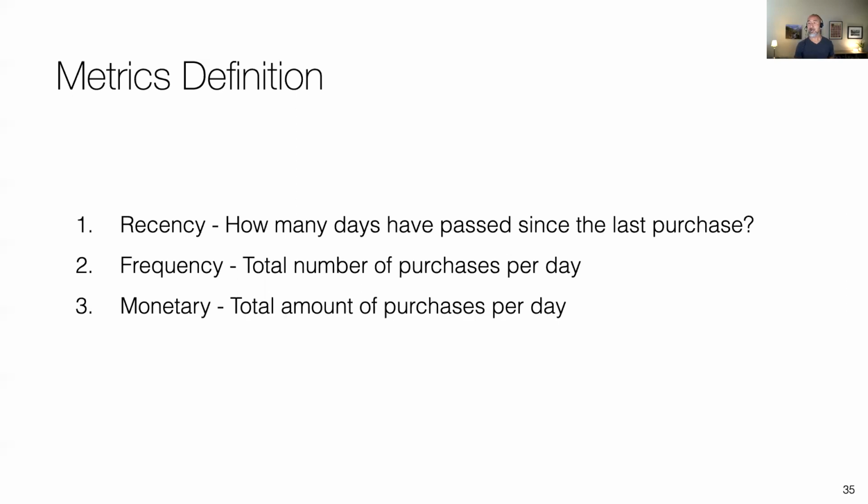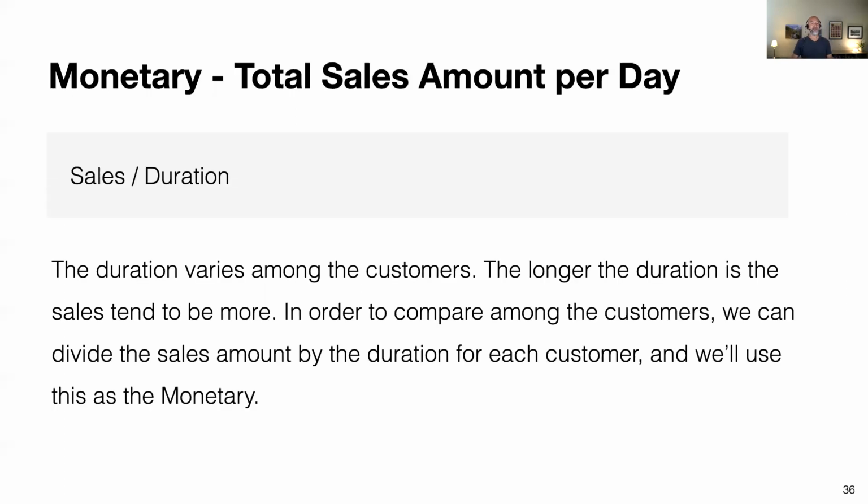The reason I'm doing this per day is that for monetary, we eventually want to calculate the total sales for each customer and divide by the duration, and each customer's duration varies. Let's say one customer relatively recently became a customer and has been with us for only 6 months, but another customer has been shopping with us for the last 4 years. Then their total sales amount would be different. Generally speaking, it wouldn't be surprising if they were different, because the longer they have been with us, the more they would spend, and the shorter, the less they would have spent. So it's not really fair to compare customers while ignoring how long they have been with us.